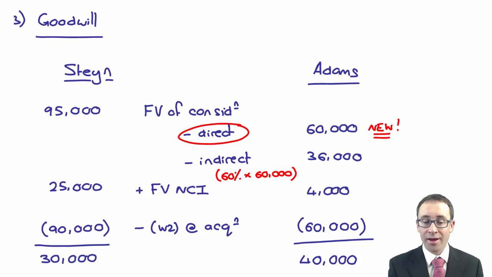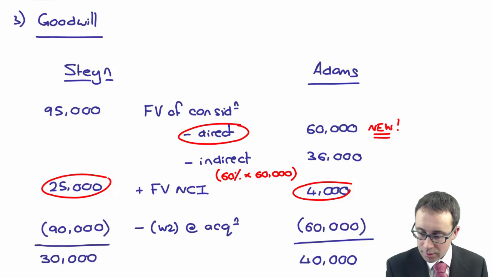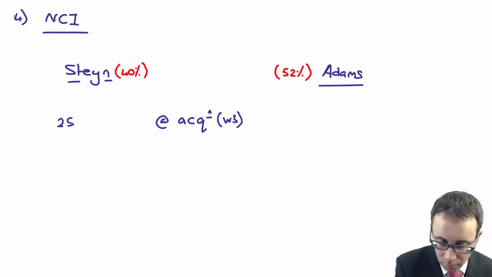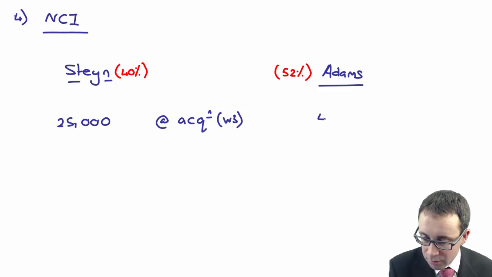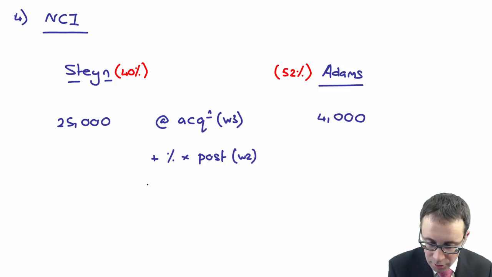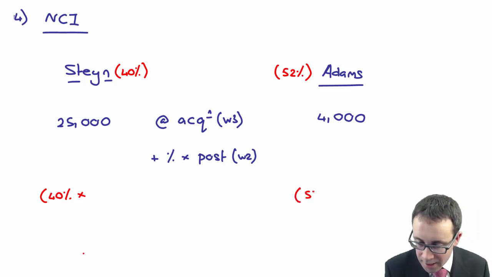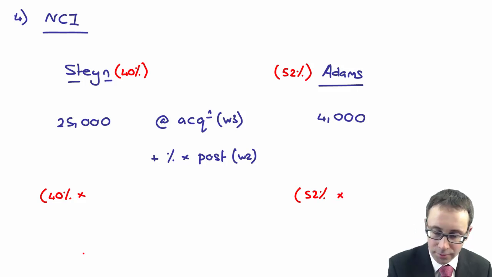So they're the figures that we get from working 3, which should be nice and straightforward. So is that there 25 and 4? So you've got your 25 there and the 4. So 25,000. And is it 4,000? And then we need to add on the non-controlling interest share of the post-acquisition figures that appear in working 2. And that's why we put the percentages, because you've got there 40% of Stain, and is it then 52% of Adams?